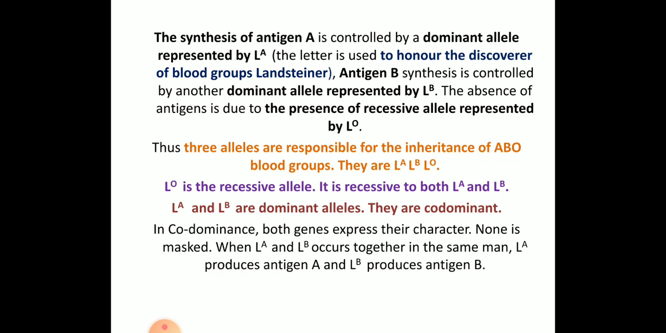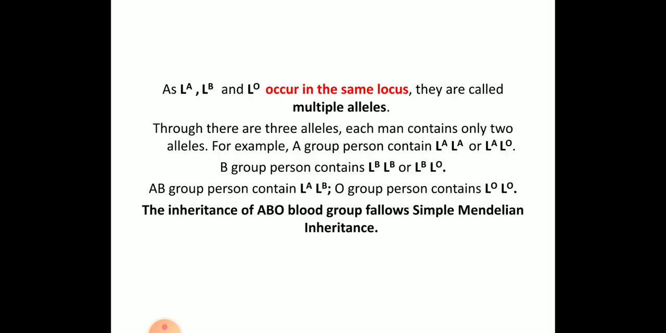So during that time, LA and LB occur together in the same person. LA produces antigen A, and LB produces antigen B. So this is the same correlation of codominance of Mendelism to the blood grouping. So due to that, what happens? LA, LB and LO occur in the same locus due to the presence of multiple alleles.